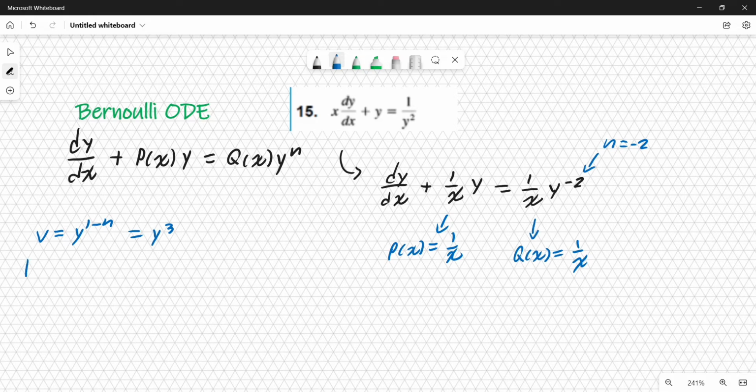Okay. We also want to find dv/dx. So to get to dv/dx, we first must do dv/dy and then dy/dx, since v is not a function of x, but y is a function of x, so we're using the chain rule. Well, we can get dv/dy since we have v equals y cubed. So basically it's going to be 3y squared times dy/dx.